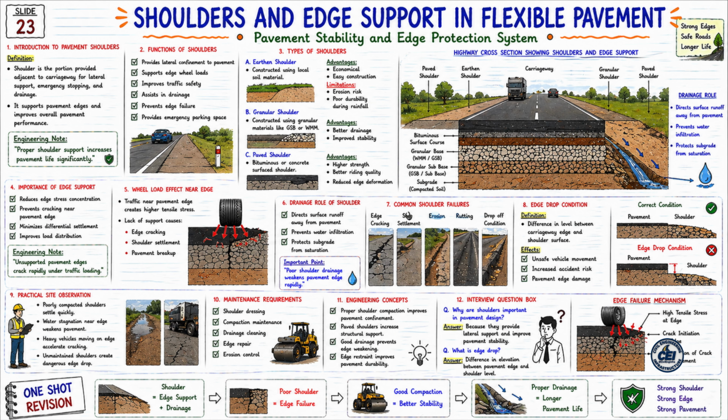This is why shoulder drainage is very important. Now let us look at the fourth topic. Four, importance of edge support. Edge support is important. It reduces edge stress concentration, prevents cracking near the pavement edge, minimizes differential settlement, and improves load distribution.